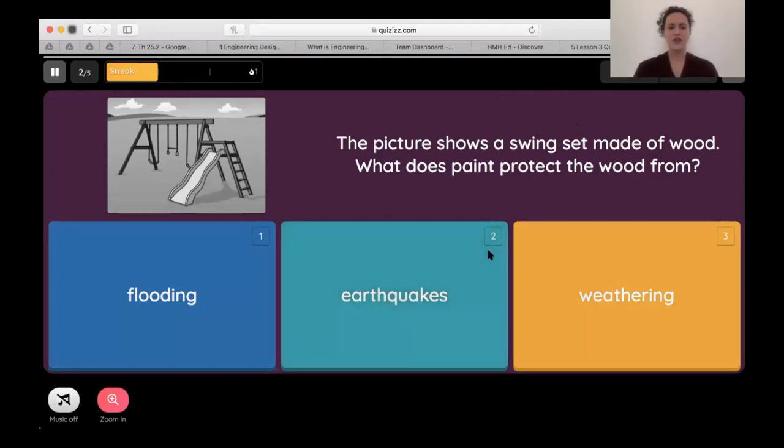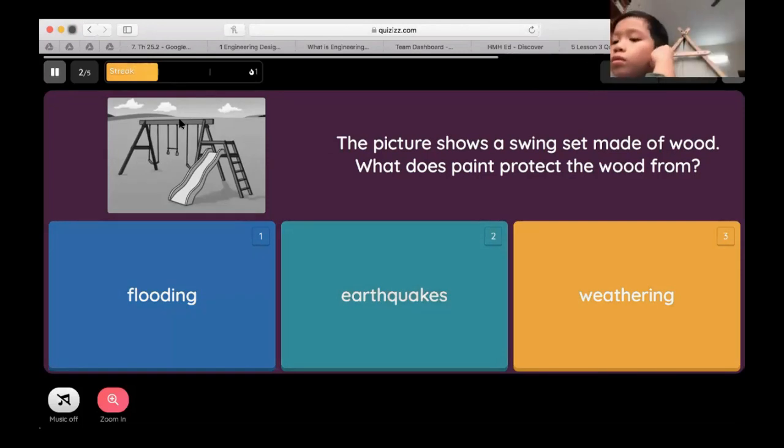Think about it. If you put paint on wood, would that protect it from an earthquake? Would that protect it from an earthquake if you put paint on the wood? Everybody. No. Good. No, it would not. It's still going to shake and break. Flooding, if it floods and it's full of water, the swing set is still going to get swept away. It's going to get broken.